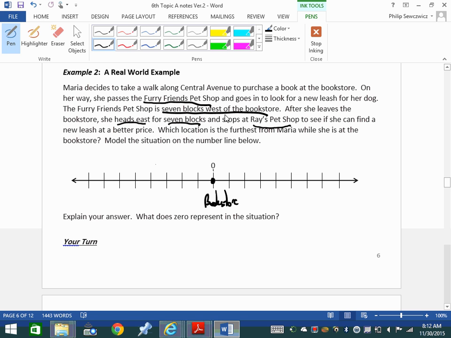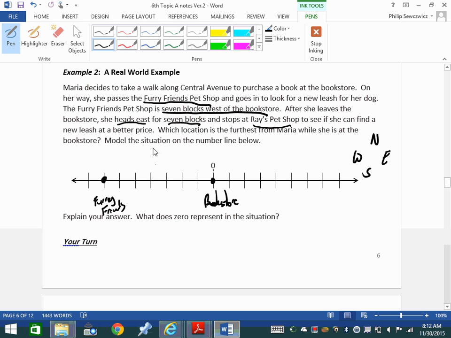On her way, she passes Furry Friends, and the Furry Friends is 7 blocks west of the bookstore. So west. Let's use north, east, south, and west. So 7 west: 1, 2, 3, 4, 5, 6, 7. In this particular case, that's going to be our Furry Friends Pet Shop.